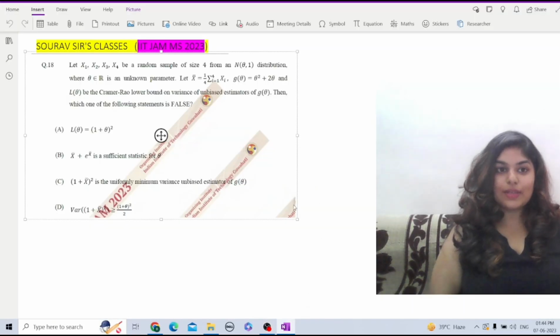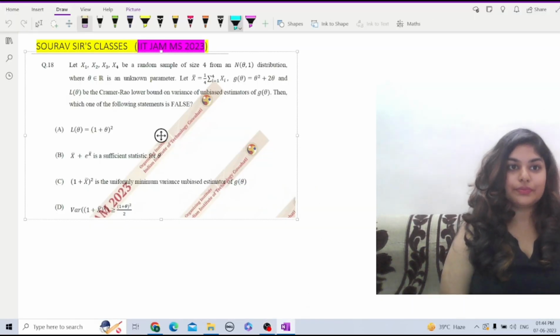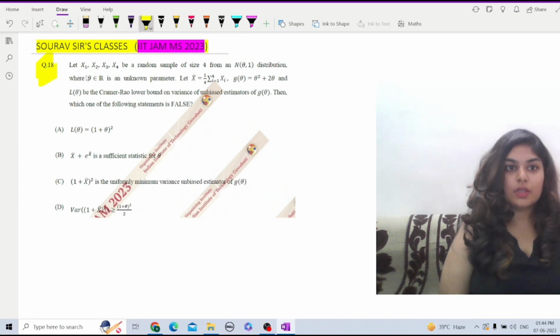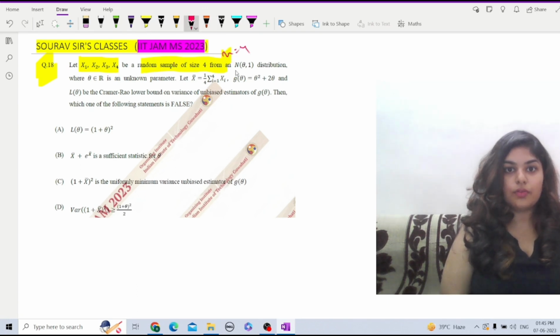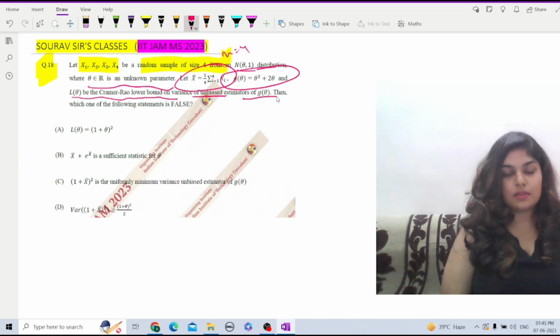Let us have a look at the next question, that is question number 18. Here we are given X1, X2, ..., X4, a random sample of size 4, so n is equal to 4, from a N(theta, 1) distribution, where theta is an unknown parameter. We are given the sample mean, g(theta) is given as theta square plus 2 theta, and L(theta) is the Cramer-Rao lower bound on the variance of an unbiased estimator of g(theta).